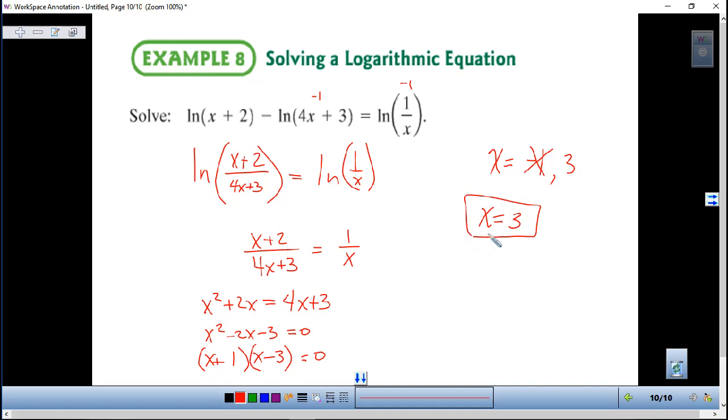So if you have multiple solutions, you always need to check. Actually, not only when you have multiple solutions, but any solution. Go back and check and make sure it doesn't give you the log of a negative number, because you can't do that. All right, that's it.